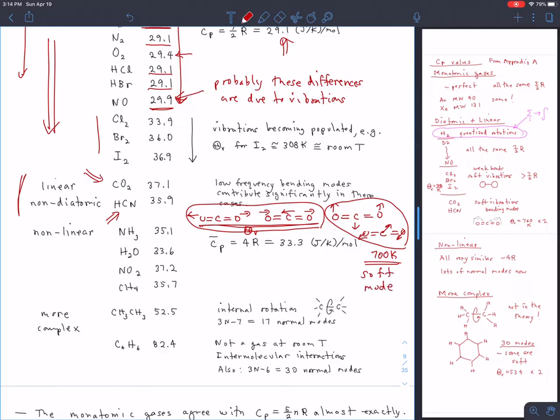So if you're wondering, in some polyatomic molecule, whether or not vibrations are contributing to the heat capacity, look for soft modes and look for how many soft modes there are.